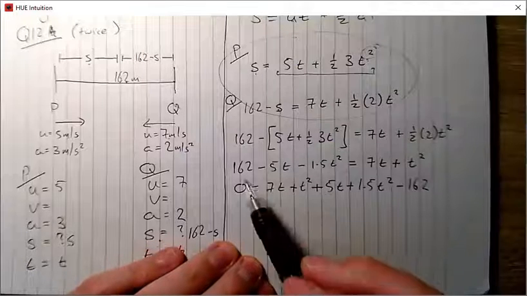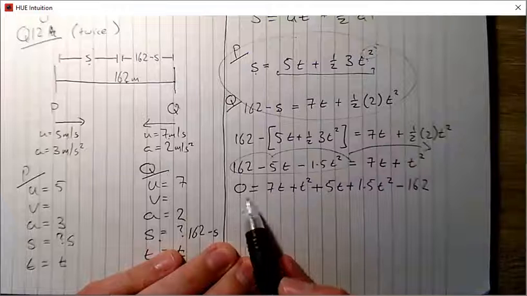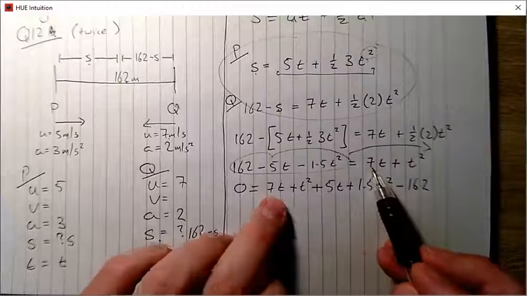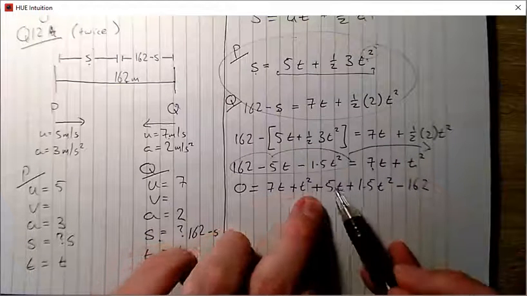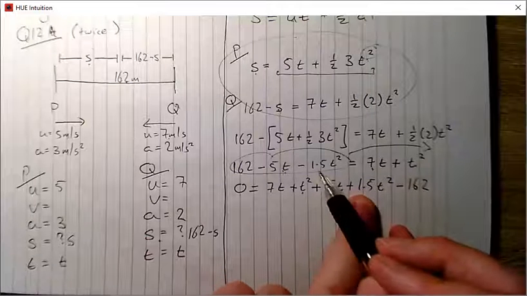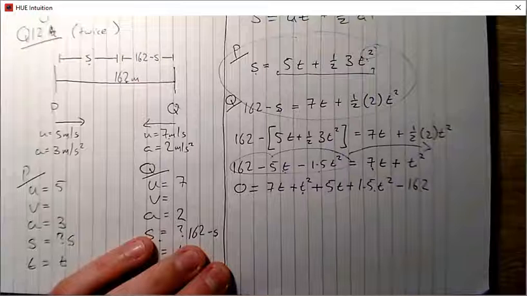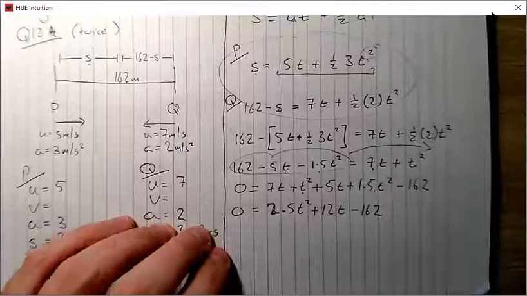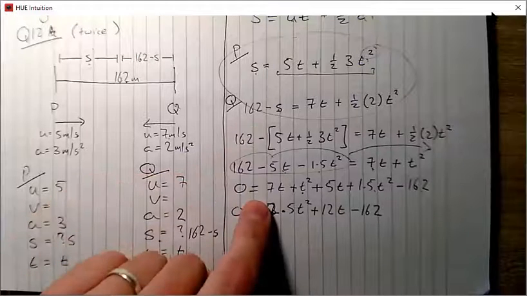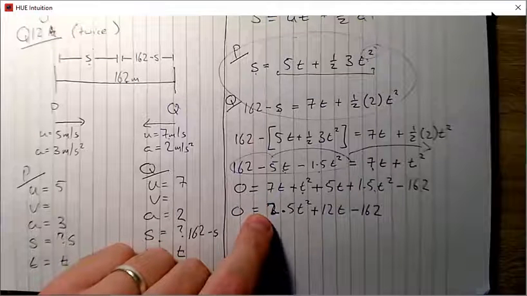The next thing I've done is moved these three terms over to the right-hand side. So I get 0 equals 7t plus t squared, but now it's minus 5t, plus 5t plus 1.5t squared, and minus 162, because I've moved them over to the far side. Now, I should have said earlier, I don't need you to take down this algebra, so don't worry about getting this down. See if you can follow it.